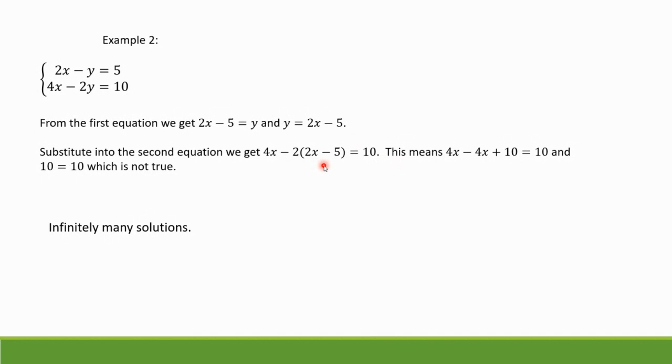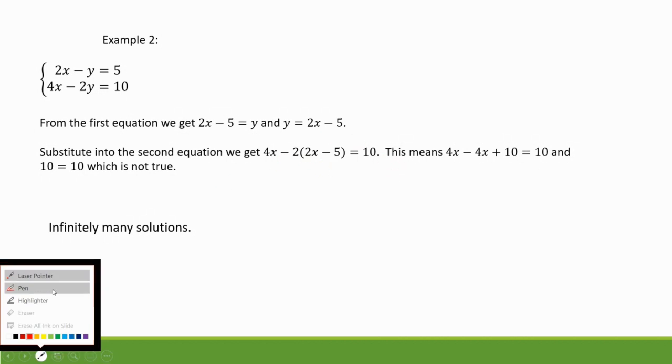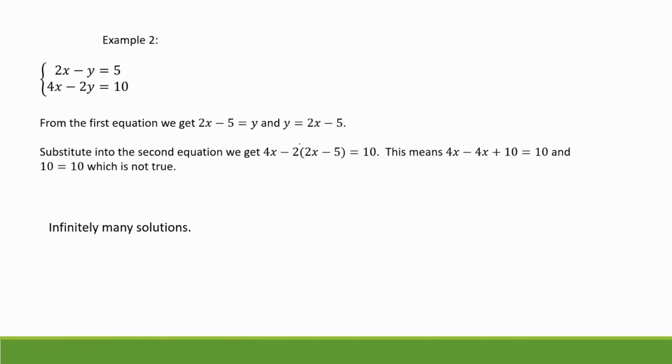If we substitute like before, we're going to get this: 4x minus, excuse me, minus 2 times 2x minus 5. So we have this, right? Again, we're distributing. We have minus 2 times 2x minus 5, a negative that becomes plus 10, as you can see. So we get 4x minus 4x plus 10 equals 10. So we get 10 equals 10.